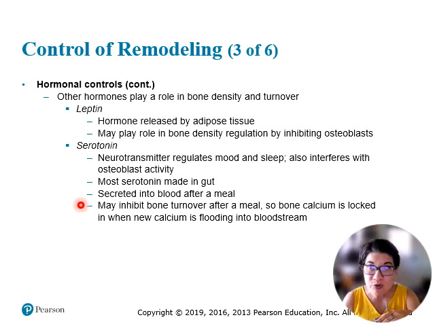Okay, some other hormonal controls that affect bone density: leptin is released by adipose tissue, which is fat tissue, and it inhibits osteoblasts. And then serotonin helps us with mood and sleep. It's a neurotransmitter. It's also going to mess up osteoblasts, so it's going to slow bone development. It's made in the gut and secreted after a meal. It's going to lock in calcium and not let your osteoblasts make bone.